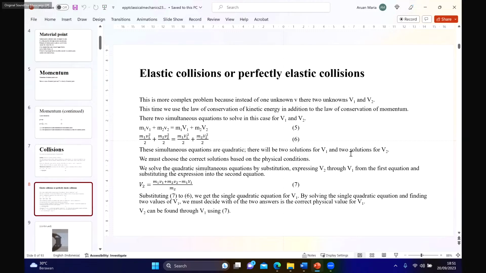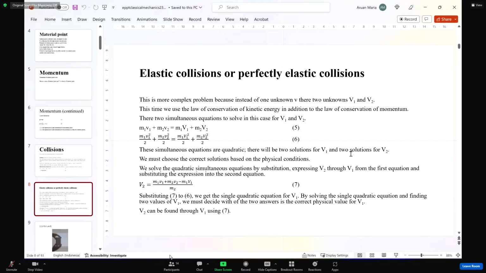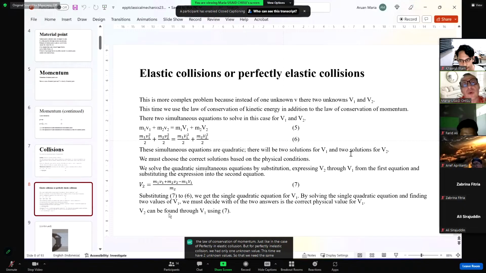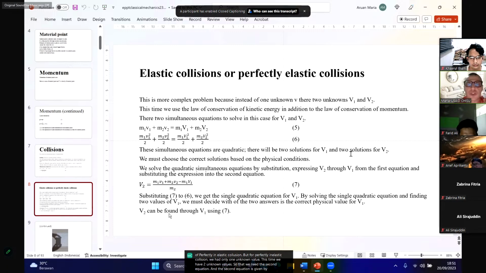But for perfectly inelastic collision, we had only one unknown value. This time we have two unknown values, so we need a second equation. The second equation is given by equation number 6, which expresses the law of conservation of kinetic energy. And m v squared over 2 is kinetic energy. Any questions?